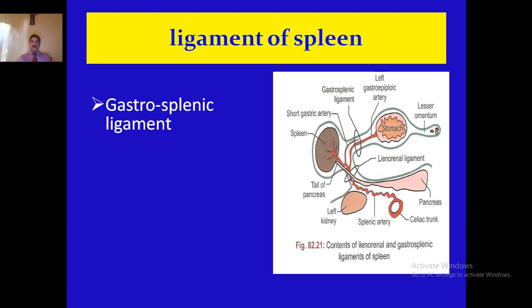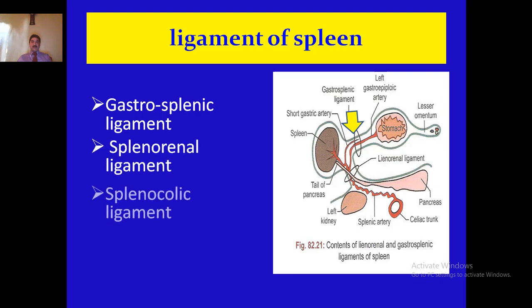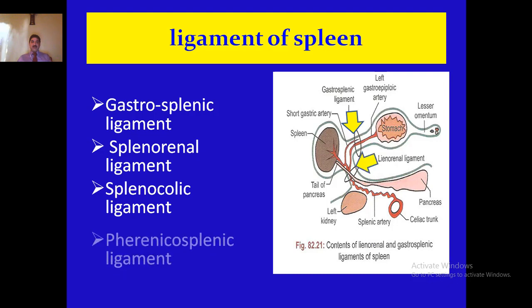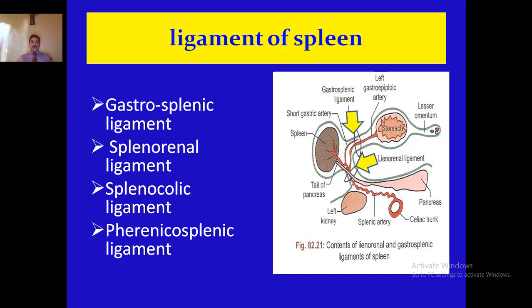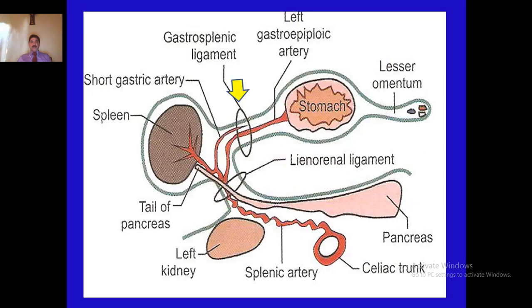Ligaments of the spleen: the gastrosplenic ligament between the stomach and spleen; the splenorenal ligament between the spleen and kidney; the splenocolic ligament between the spleen and colon; and the phrenicocolic ligament between the diaphragm and colon. Since the spleen develops in the dorsal mesogastrium, it is connected with the stomach by means of the gastrosplenic ligament, which lies between the spleen and stomach.